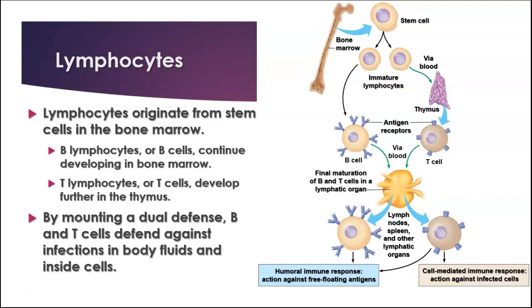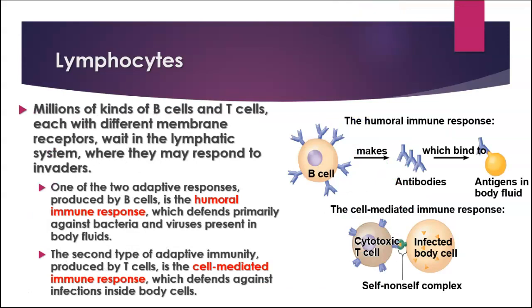But both of these cells can work together to work against infections, both with the proteins, the antibodies that are produced in your bloodstream, as well as cells that will attack cells that are already infected, to try to get rid of the infection. There are lots and lots of different kinds of B cells and T cells. Your book says millions of kinds, and I believe that to be true.